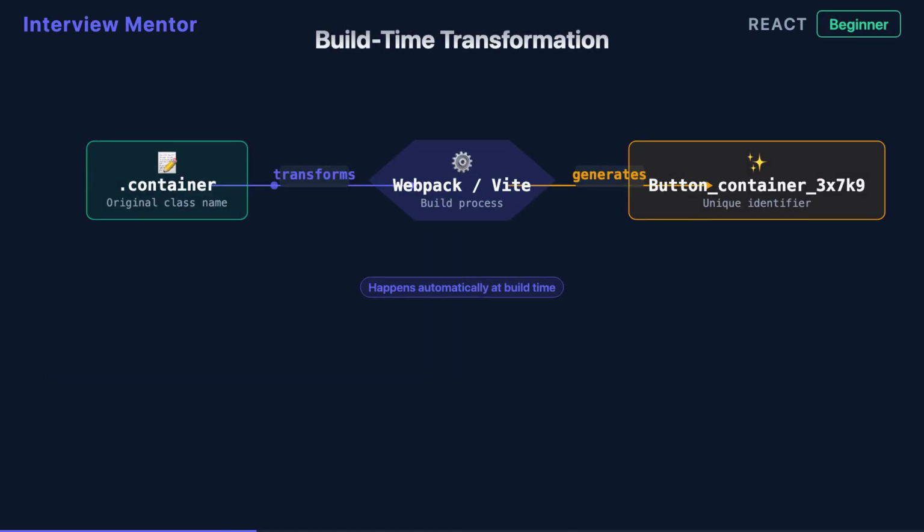Here's where the magic happens. At build time, your bundler transforms every class name into a unique identifier. A simple class like container becomes something like button_container_3x7k9. This transformation is completely automatic, giving you isolation without any manual work.